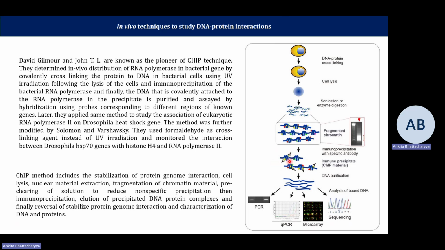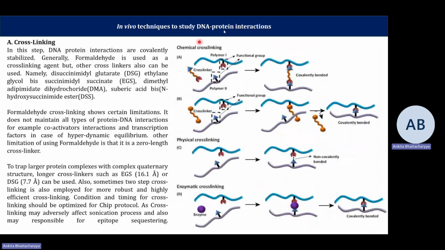The protein here would be digested. You would get your DNA sequence. You can either use that for PCR, ChIP-qPCR, microarray, or sequencing, and you can analyze what was that region of DNA that was bound to your protein. Next, we will go over each of these steps in a little bit more detail.